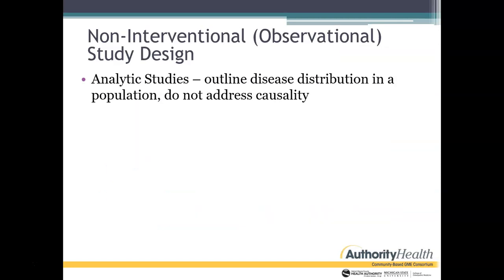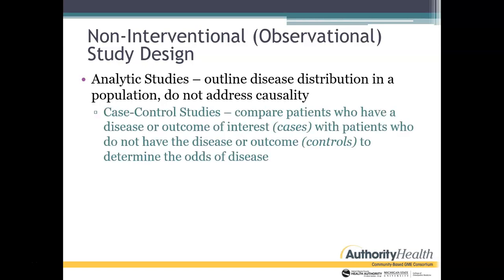Next, we'll just briefly go through analytic studies. These outline disease distribution in a population. Now remember, these do not address causality. You can do correlation, not causation. So case control studies, these compare patients who have a disease or outcome of interest, i.e. the cases, with patients who do not have them, which are the controls, of course, to determine the odds of the disease. Now, this is a retrospective study design.